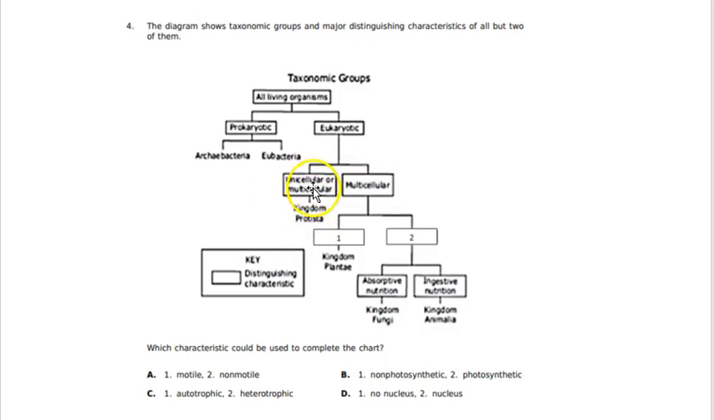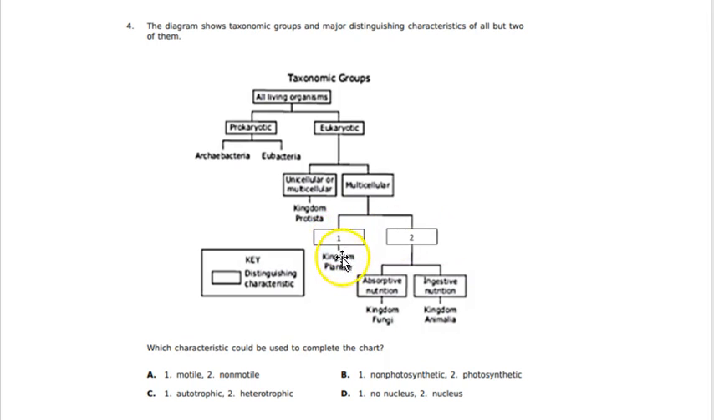Kingdom Protista can be both uni and multicellular. And then there's 3 kingdoms that actually fall under multicellular. They're always multicellular with the exception of a few things here and there. Multicellular looks like we've divided into 2 groups here, two separate characteristics that we need to figure out.